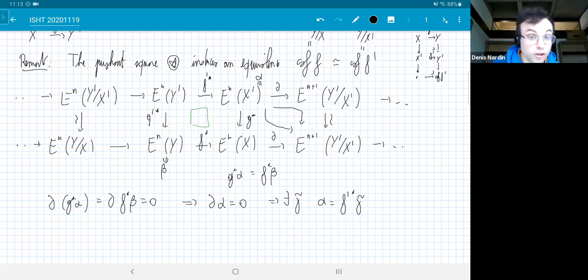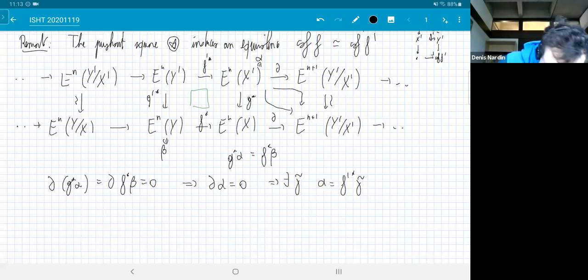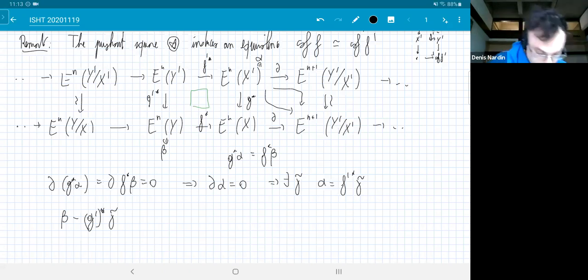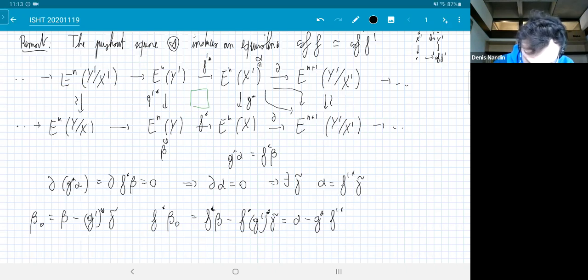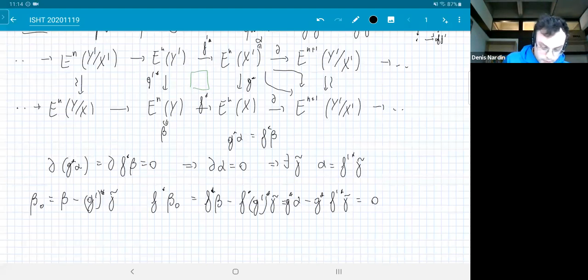Okay. Very good. That's almost what we need. It's half of what we need. We also need that the thing is going to be sent to beta. So what we can do, well, we can consider beta minus g prime upper star of gamma tilde. We want this to be zero. It's not going to be zero. Let me call it beta zero in general, but we might be able to fix it. Because if you take f upper star of beta zero, it's f upper star of beta minus f upper star of g prime upper star of gamma tilde, which is alpha minus g upper star f prime upper star of gamma tilde, g upper star of alpha, which is zero, as it should be.